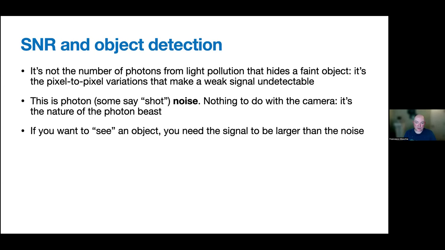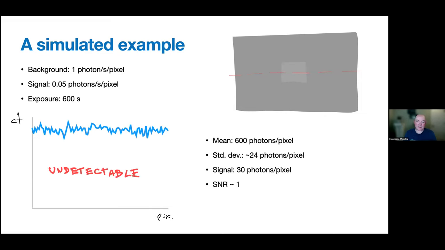Some people also call it shot noise, by focusing on a different property of what they do. It's nothing to do with the camera again, it's the nature of the photon beast. If you want to see an object, you need to have a signal that's larger than the noise. And I'm going to give you some examples here. This is a simulated example. Let's assume that I'm imaging a target like the one in the upper right. There's a certain background and there's a region of my object space that is brighter than the rest. And I'm going to change the brightness of this.